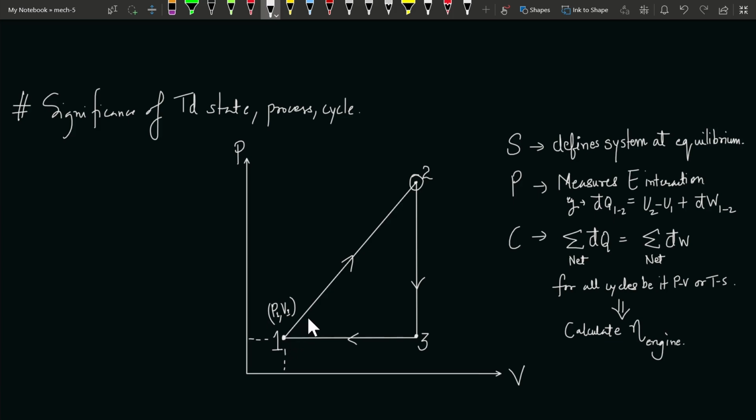Now, what is its relevance? What is the significance of cycle? See, one thing you can understand is that even if you draw a PV diagram or a TS diagram, for both of them you will have this same thing: net heat interaction is equal to net work interaction, or net heat transfer is equal to net work transfer, whether you draw the same cycle in PV or in TS.